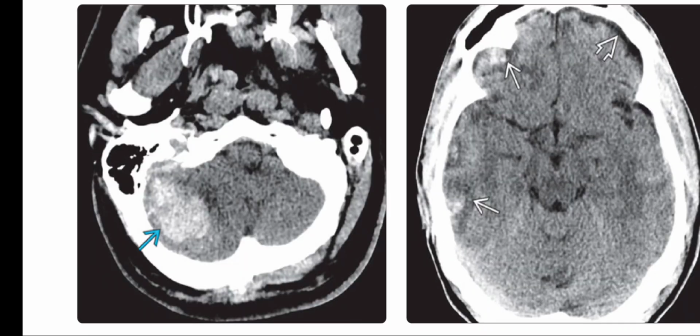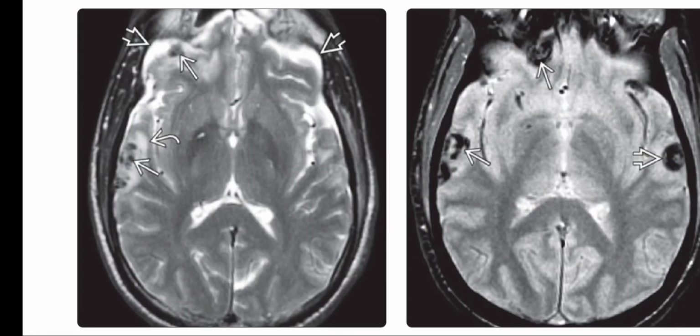Left is the axial non-enhanced CT scan, and it reveals a hemorrhagic contusion of the right cerebellar hemisphere. This contusion has coalesced into a focal hematoma. Right image is the non-enhanced CT scan 24 hours after the head trauma, and it shows the frontotemporal contusions and the left inferior frontal subdural hygroma.